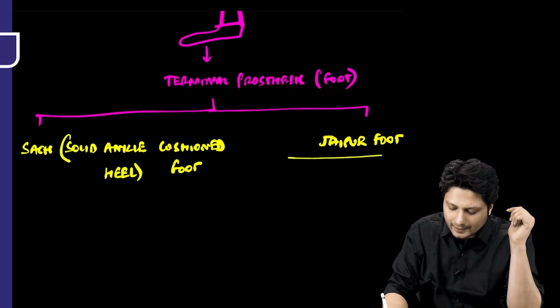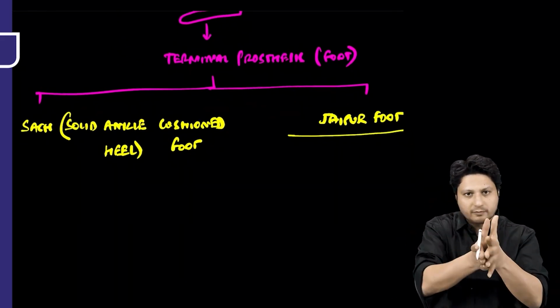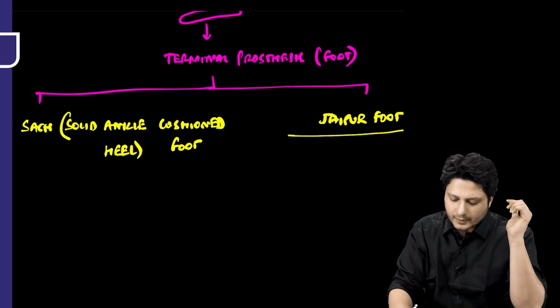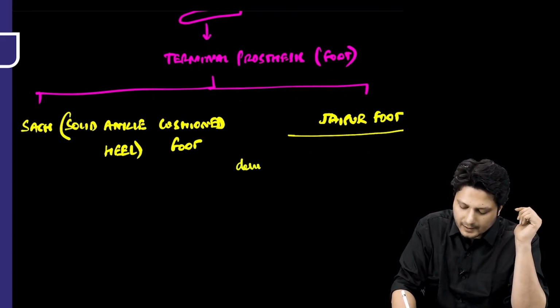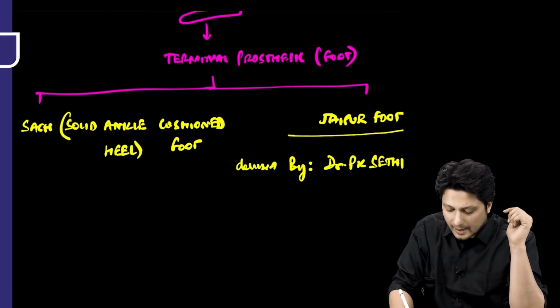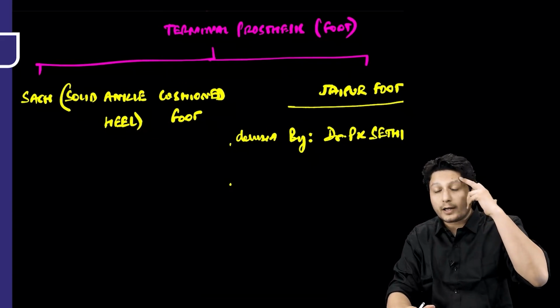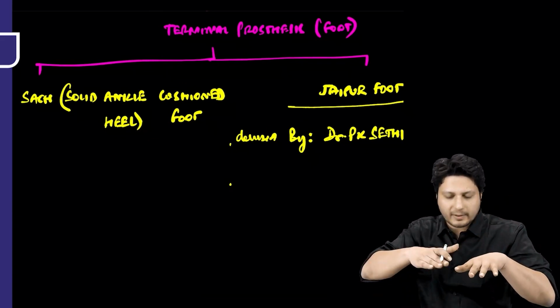What are the advantages of the Jaipur foot? We are going to consider them. These are going to be the disadvantages on the part of the SACH foot. So, the Jaipur foot was devised by Dr. P.K. Sethi. Now, the Jaipur foot is made up of rubber. It is not solid. It is not wood. It does not have a wooden component. It is made up of rubber.